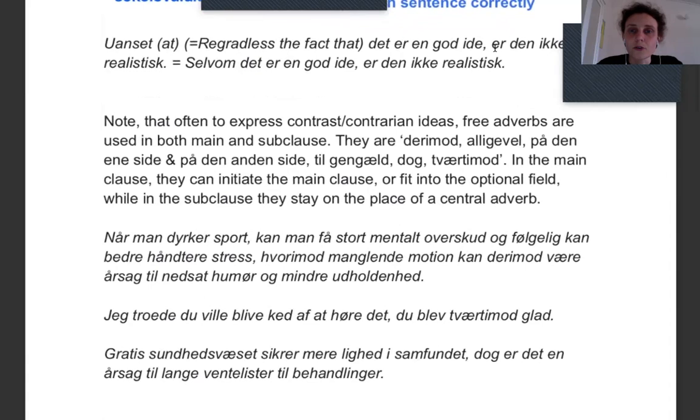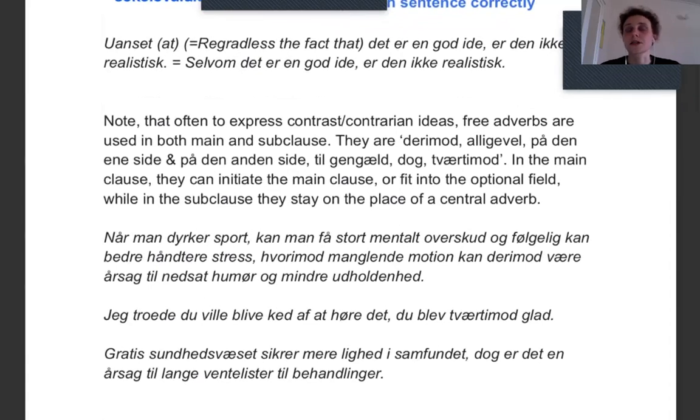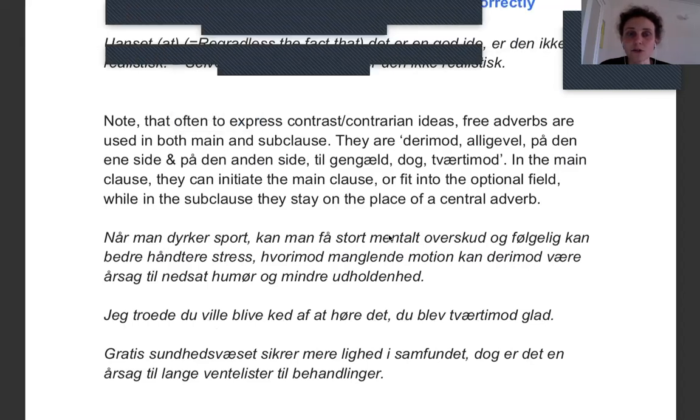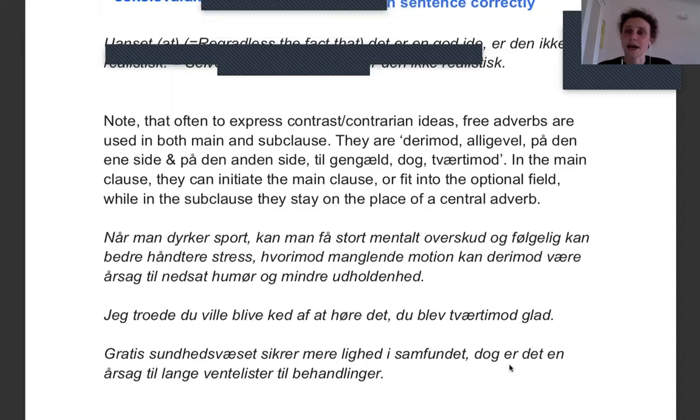Very often when you write or present your arguments, assessing something, making an assessment, vurdering, called in Danish, you can say that on the one side is like this, on the other side is like this. However, it's like this. Or nevertheless, on the contrary, these are not conjunctions. These are free adverbs, and you can use them as well as the initiating bricks. They will, for example, stand at the beginning of the phrase, right? For example, here: jeg troede, du ville blive ked af at høre det. Du blev tværtimod glad. So tværtimod is a free adverb, and it also reflects contradiction or contrast to what I have expected.